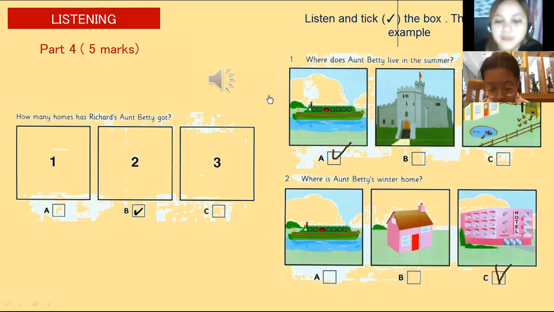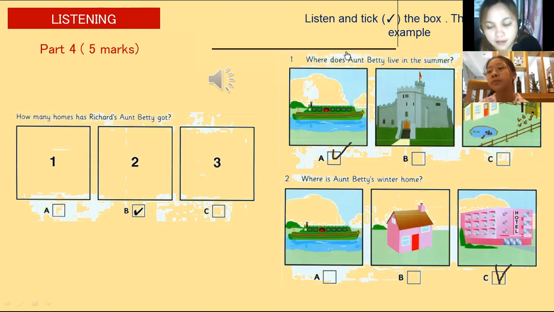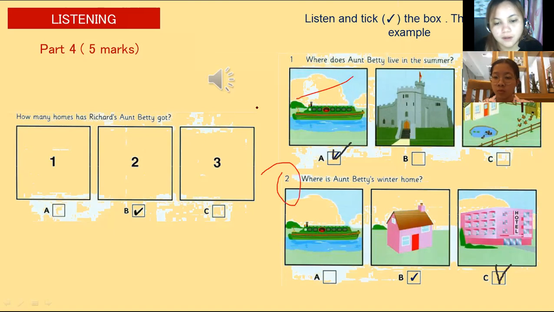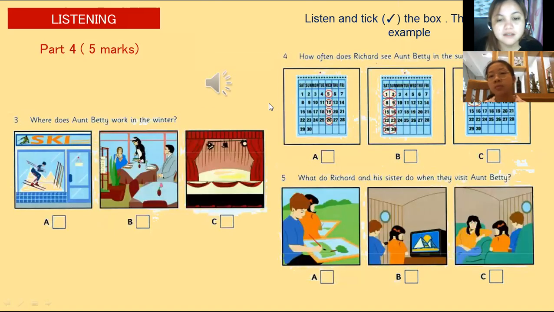Okay. So now let's answer number 1. Where does Aunt Betty live in the summer? Letter A is correct. Number 2. Where is Aunt Betty's winter home? Answer is letter B, not C. Okay, so you got 1 point here. Now let's continue to number 3, 4, and 5.